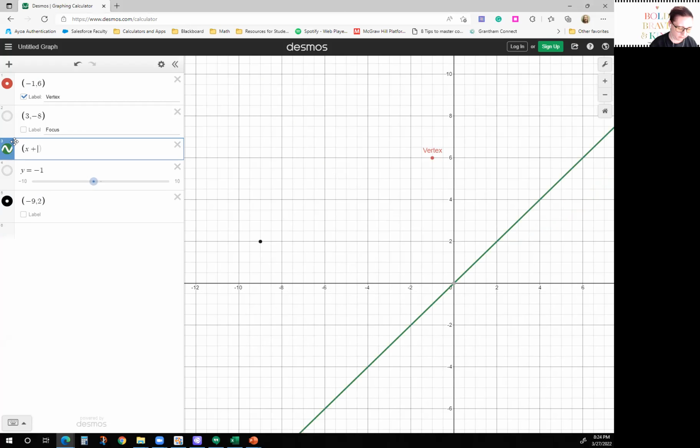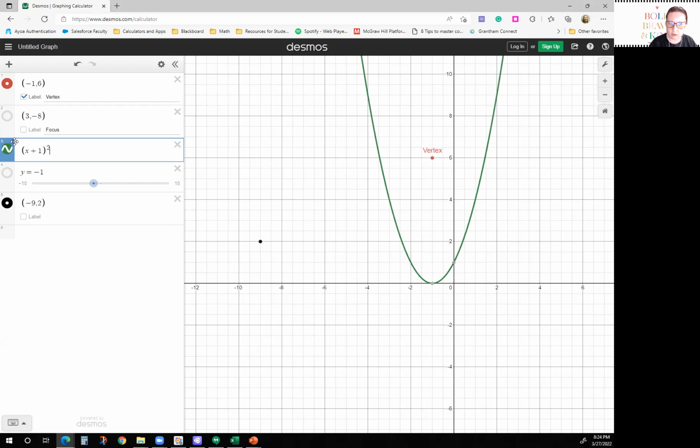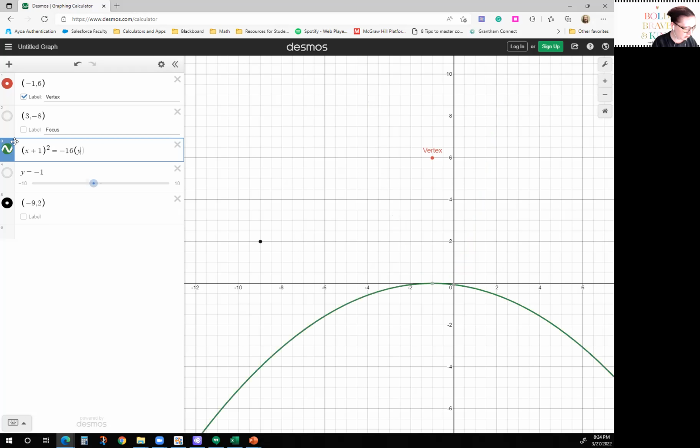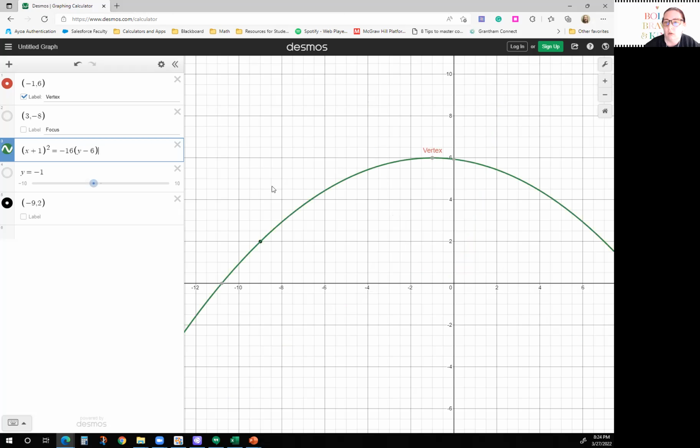So I've got X plus 1 squared equals -16 times Y minus 6. And so you can see we've got our vertex and it is going through our point right here, -9, 2, and it's a vertical parabola. It's got the correct shape, so you can use that to double check yourself.